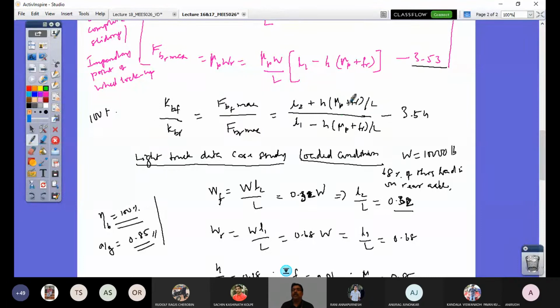the coefficient of road adhesion value. So this equation helps you find out what should be the ideal braking force distribution, the braking torque distribution in the front and rear axle from the brake system, which is given by this KBF by KBR, right?